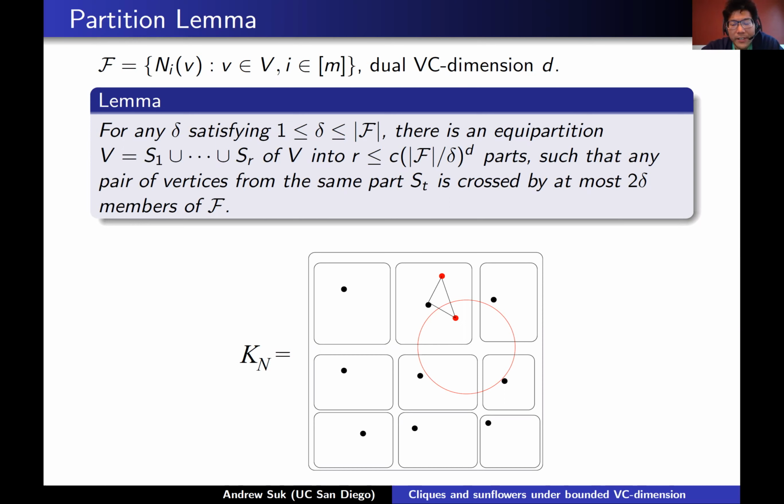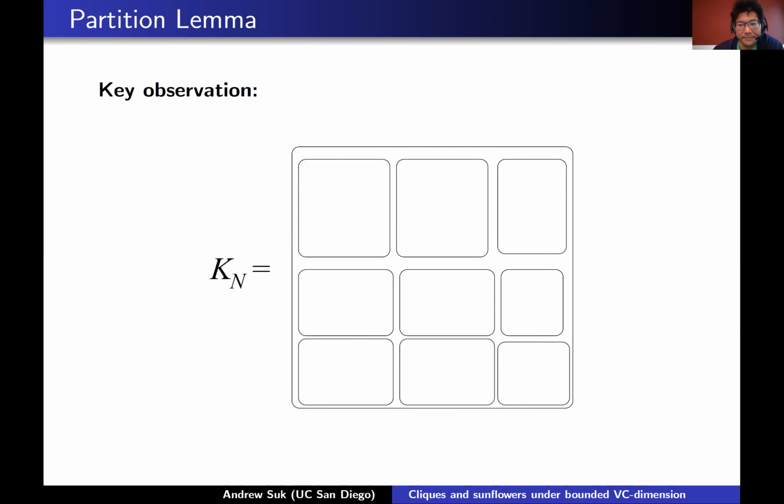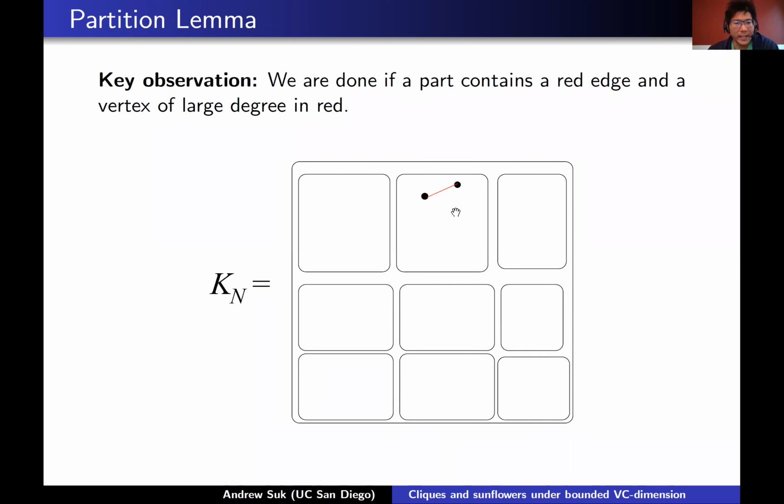So now that we have this partition lemma, we can make this really nice observation: if I look at any of the parts, let's say this part here, and if there's a red edge inside of there, then I can assume that every vertex inside of that part has a small degree with respect to that same color class, red in this example. Because if there was a vertex in that same part with large degree with respect to the red color class, I would be done. I would have a monochromatic triangle.